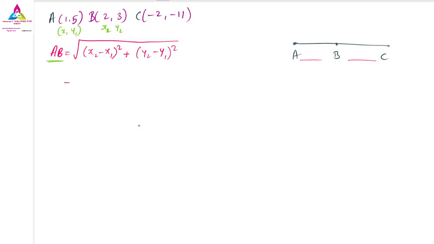So AB is equal to, what does x2 refer to here? The x2 value is 2 according to the question. So 2 minus x1, which is 1, so (2 minus 1) the whole square, plus y2, which is here 3, so (3 minus 5) the whole square. This is the way we can find the distance between them.